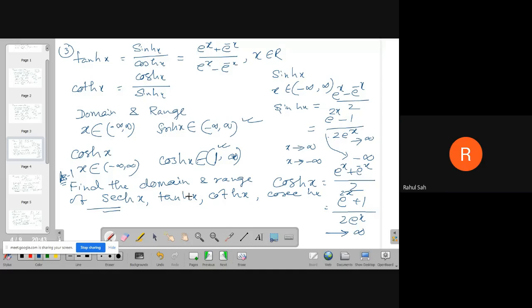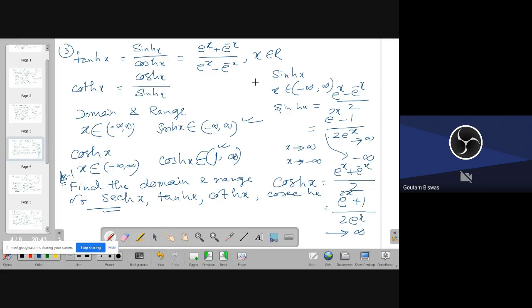Here, I am just recapitulating. Okay. In page 1, what I have done, I have just defined the functions. Is it not? I have just defined the functions.